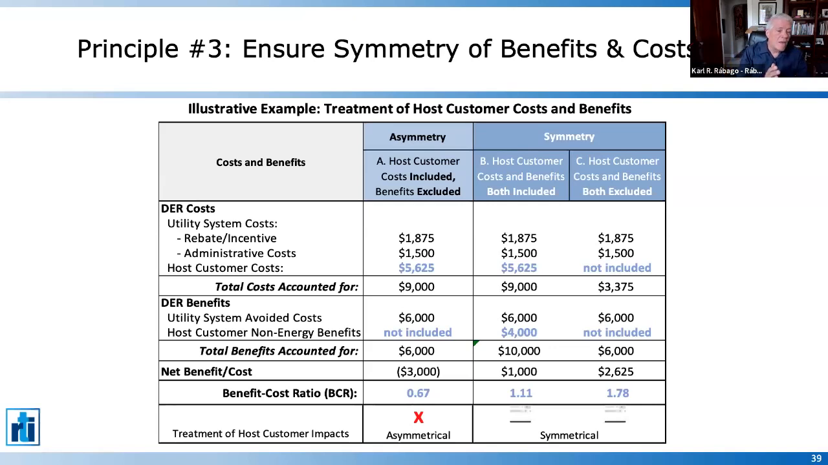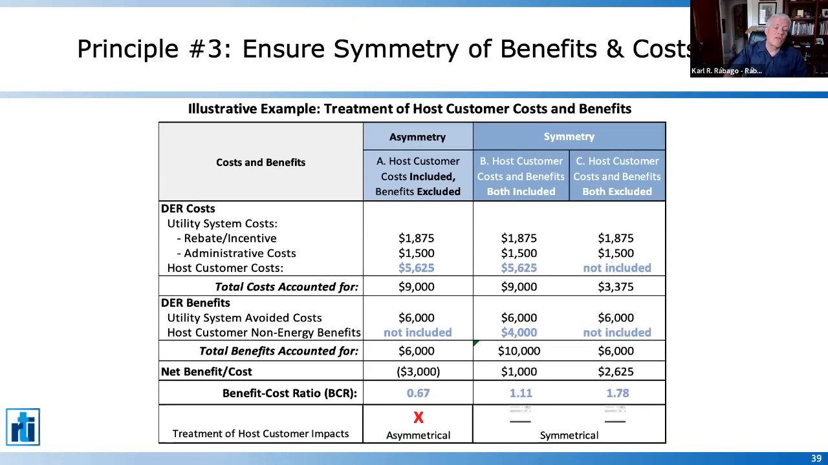Either way, both of those ways of looking at it are symmetrical. But look what happens if you decide to only include customer costs, but not include customer benefits. Well, suddenly your program looks a lot more expensive than it really is. You've got an asymmetrical approach that also tells you the program is not cost effective. That's the wrong answer, and it will have you not doing a program that otherwise would be cost effective, whether you considered host impacts or not.